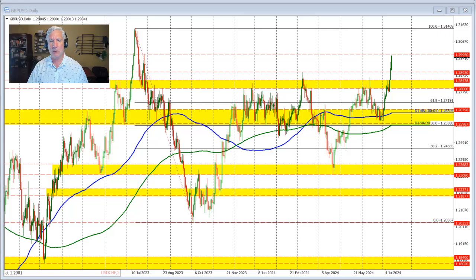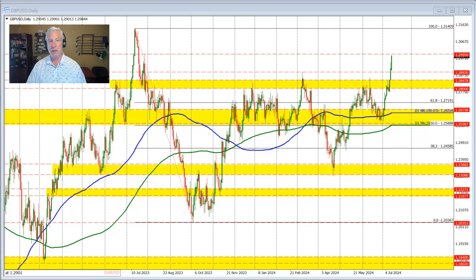Taking a look at the sterling versus U.S. dollar, for instance. The high price that we saw back here in July of 2023 is near the high price that we saw in trading here today. Also near that level is the 1.30 level, which is a natural resistance level that would need to be broken to increase the bullish bias.